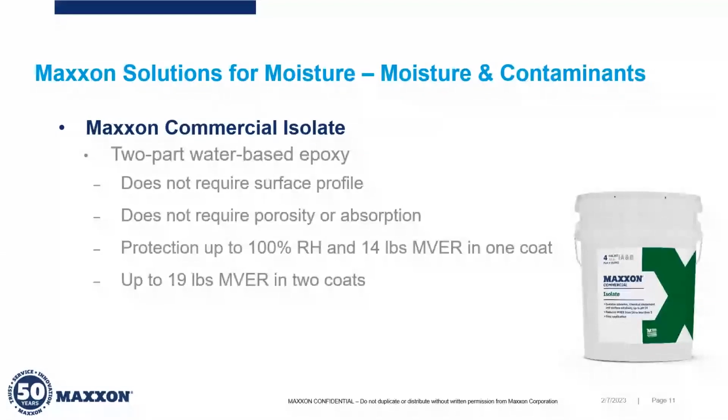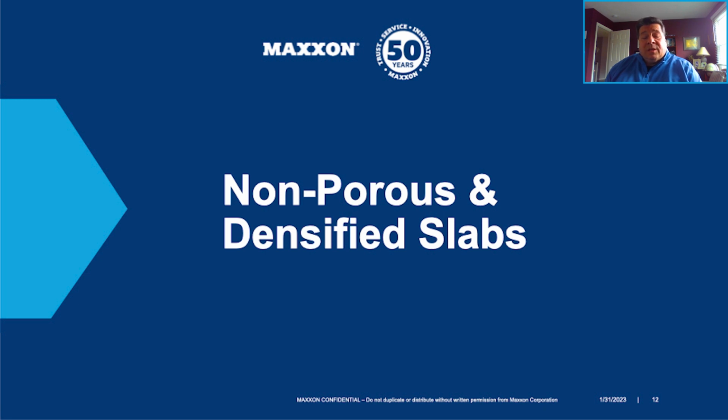You're going to have a protection of 100% RH, but up to 14 pounds of MVER in a single coat. And if greater protection is desired, you can do a 2-coat application, which would bring your protection up to 19 pounds of moisture vapor emission. Okay, so that takes us to the end of the section about moisture mitigation.